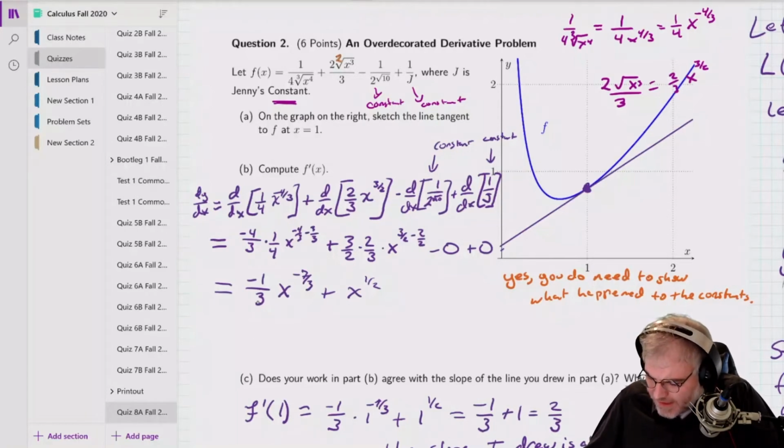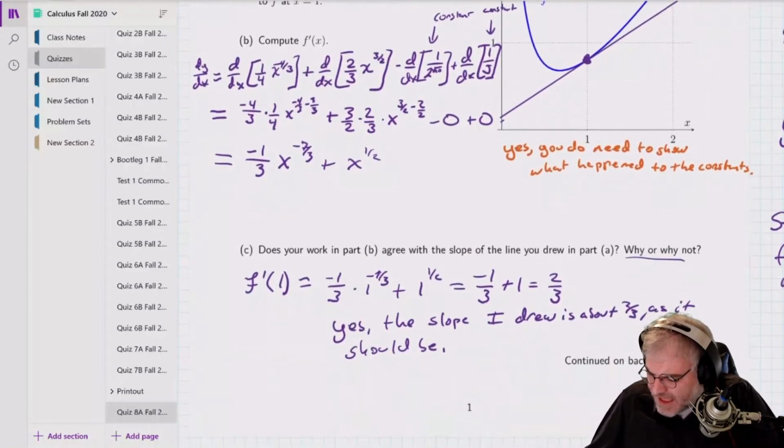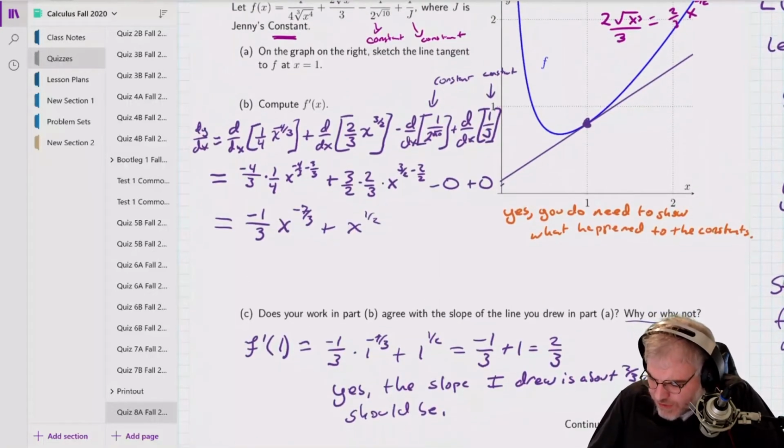Now, here I add these things. Remember, the only simplification I have to do is this. But since I see part B down here where it's going to ask me to plug it in and do the slope, I'm just going to go ahead and cancel some of these terms to make my life easier down here. Carefully, those 4's cancel, the 3's cancel, the 2's cancel, and I'm left with negative 1/3 x to the 7/3 plus x to the half. Any questions about that one?